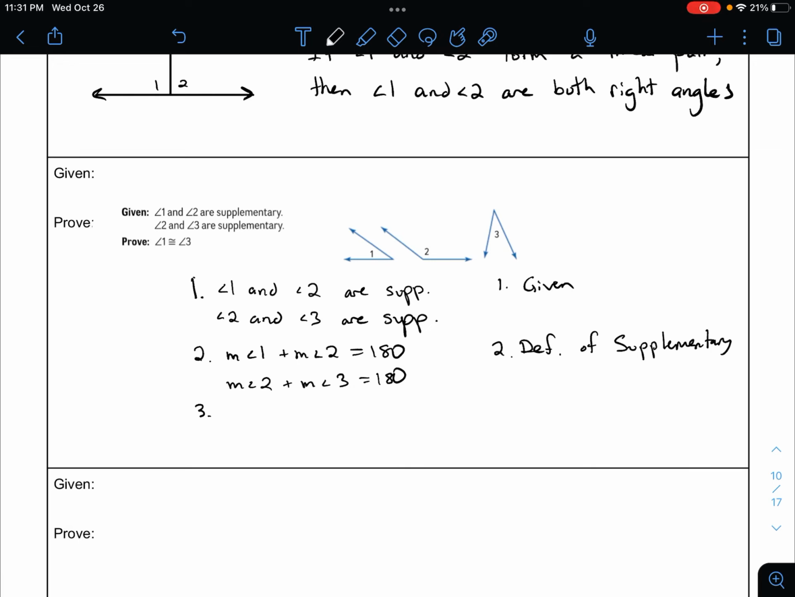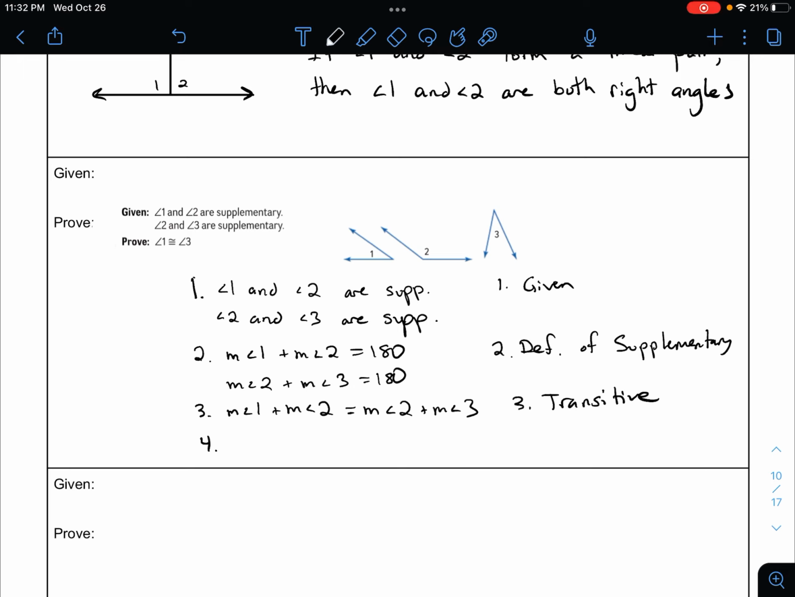So now, again, I'm trying to get closer to having 1 and 3 in the same mathematical statement. So I see a 1 and a 3 here, so I'm going to try to combine these equations. And since they both equal 180, they must equal each other. So again, tempting to say substitution, but when in doubt, transitive property, right? They both equal 180, so they must equal each other. That's transitive. So measure of angle 1 plus measure of angle 2 equals measure of angle 2 plus measure of angle 3. All right, the reason is transitive.